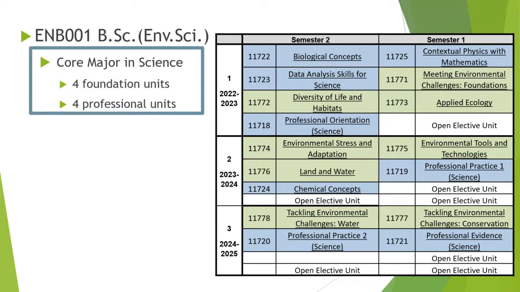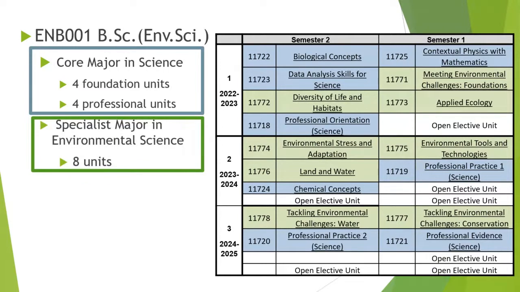So in blue, I've highlighted the units that we refer to as our core major in science. And this is where you lay down the foundational science that you will build upon in your environmental science specialization. So there are four foundational content units, and they are biology, physics, data analysis in science, and chemistry. You will also be taking four professional units at first year, second year, and third year, so scaffolded throughout your course. And the first of those will be in your first semester, that is professional orientation.